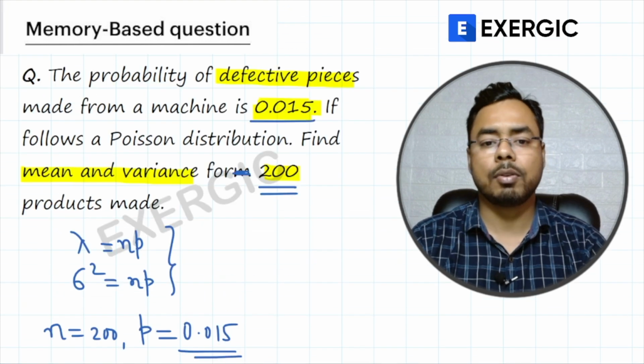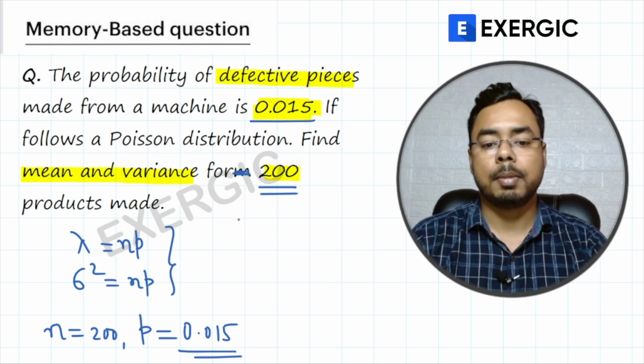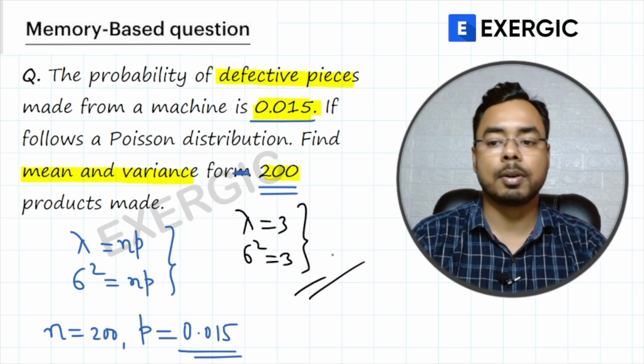So this was a directly formula based problem, and the correct answer for this problem will be mean lambda is 3 and variance sigma square is also 3, right? So this will be the answer for this problem.